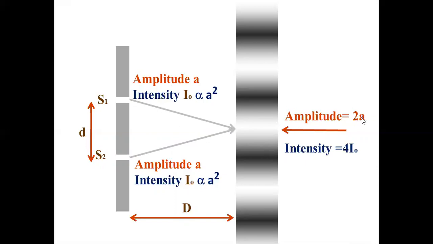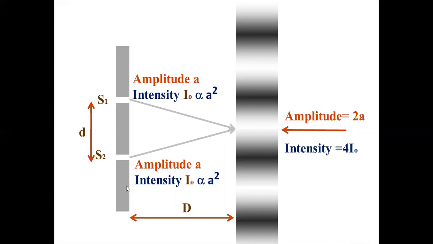What is its intensity? It should be proportional to 2A whole square. What is 2A whole square? It is 4A square. What is 4A square? 4 times this intensity. Because A square is proportional to I naught, 4A square is proportional to 4 I naught. So the intensity of the central bright fringe is 4 times the intensity of the individual sources.